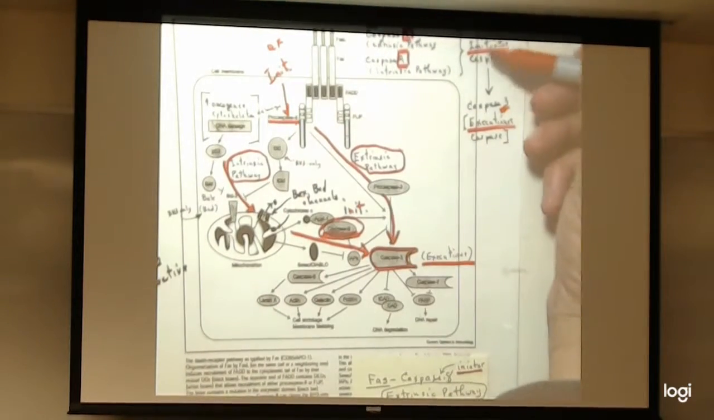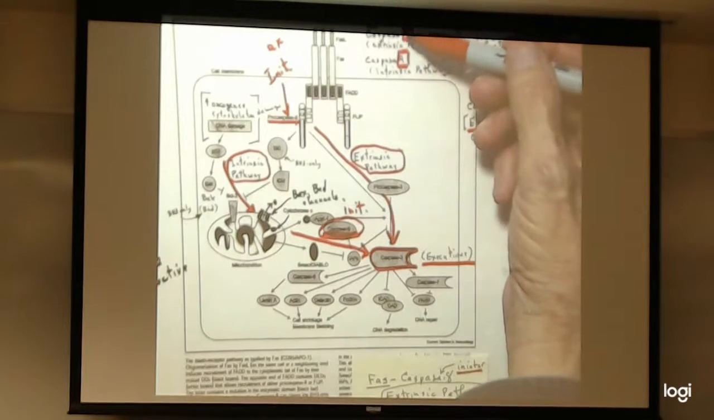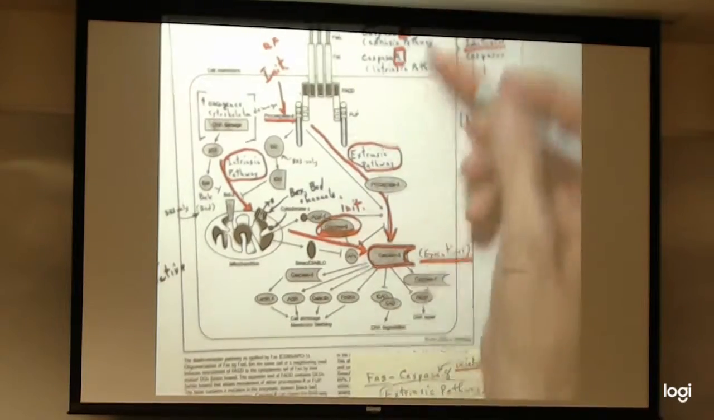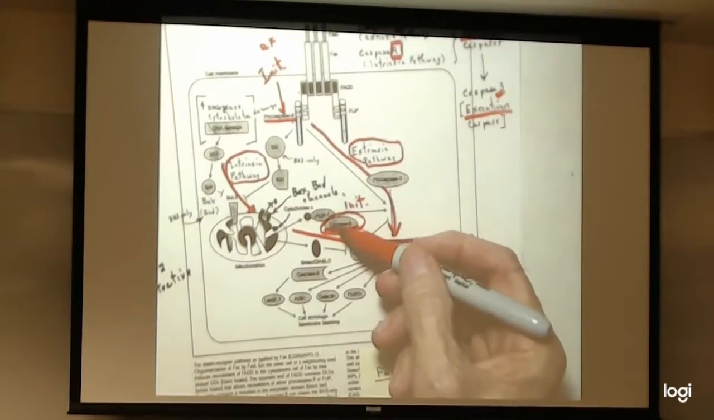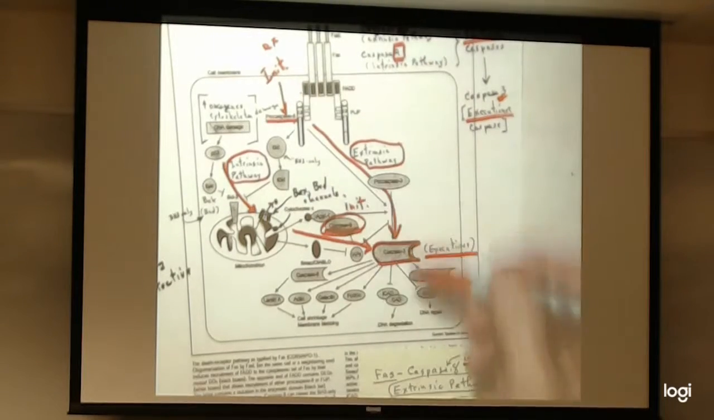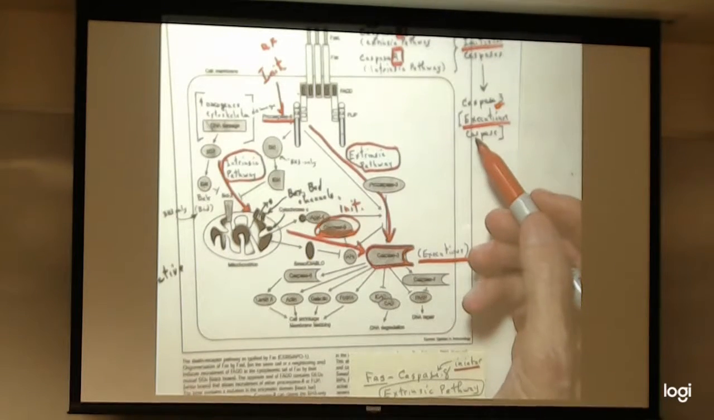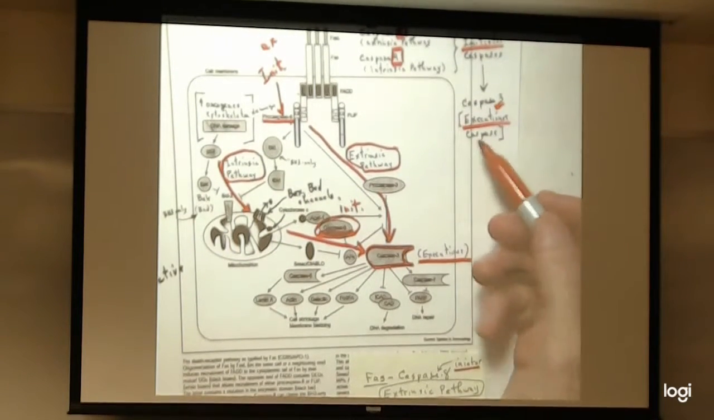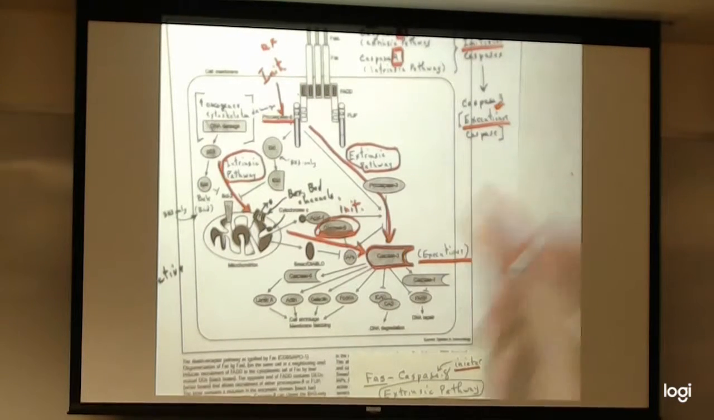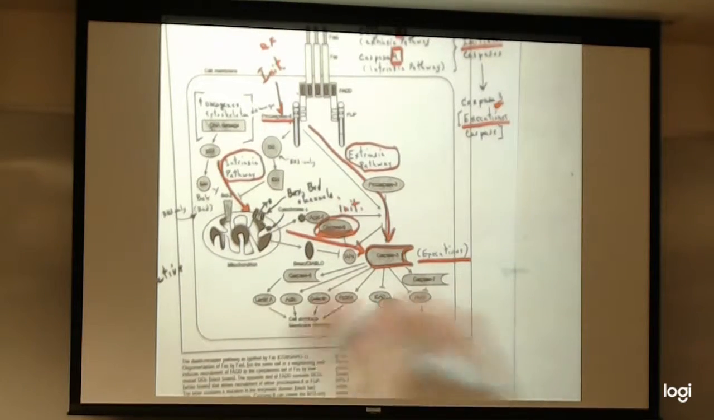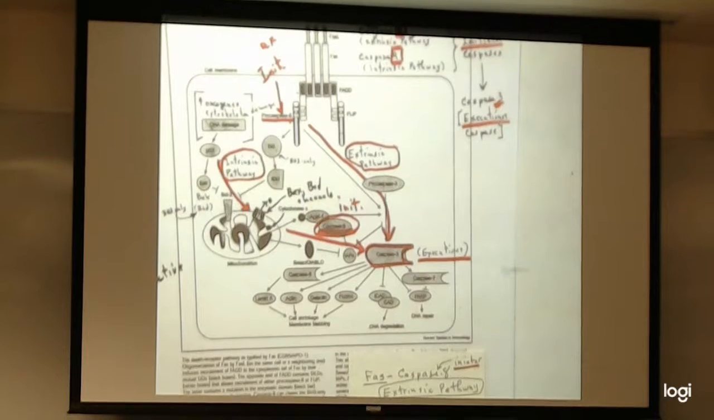So initiator caspases are caspase 8 for the extrinsic pathway, and caspase 9 for the intrinsic pathway. And both 8 and 9 feed into caspase 3, which has the charming name of being an executioner caspase. Okay? So we have initiator and executioners. I don't know that caspase 3 is the only executioner caspase, but it's a major executioner caspase. And it will turn on all kinds of pathways here that lead to the actual individual events of programmed cell death.